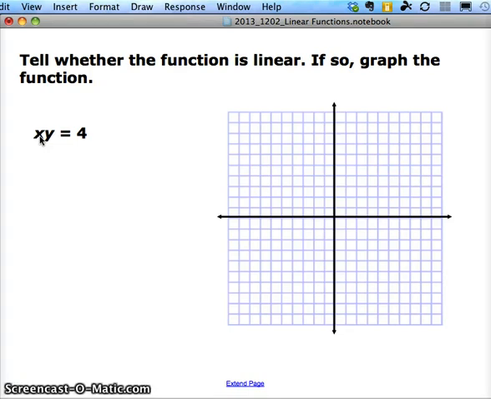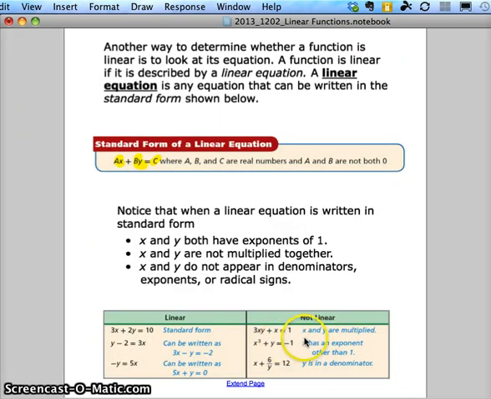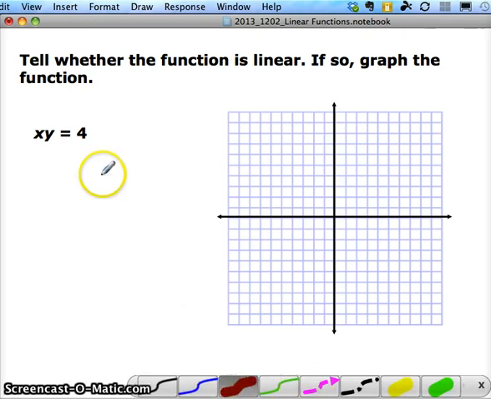Okay, welcome back. X times y here. This is not a linear function. If you look back on your notes down here, you cannot have an x and y multiplied together. They cannot be multiplied together if it's a linear function. So this is not a linear function. I can draw a big red line through this. Not going to work.